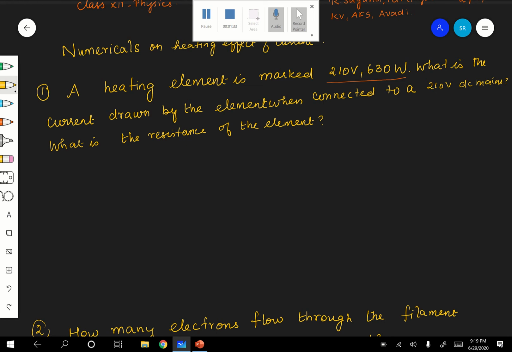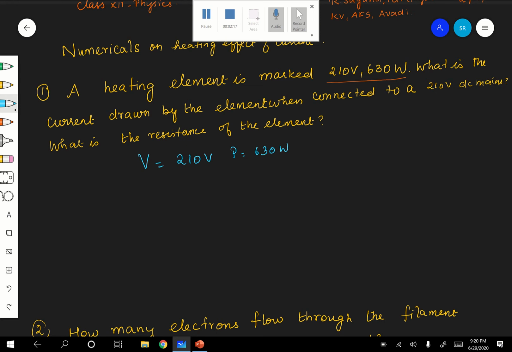Very good. So now shall we see what are all the things given. You know the rating: V is equal to 210 volts, and P is equal to 630 watt. First, what is the current drawn? You are asked to find out the current drawn. We have seen so many formulas connected to power, how it is related to V and I, I and R, V and R. So we have to use these now.